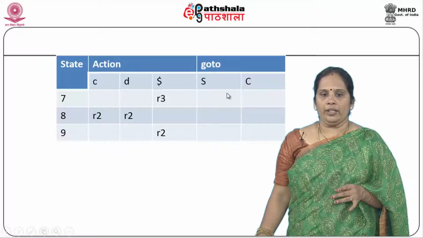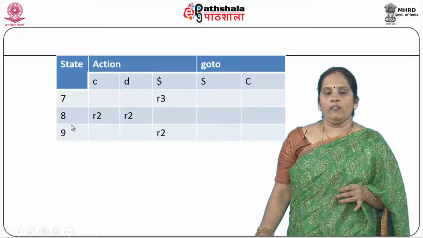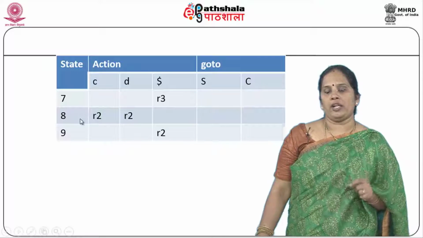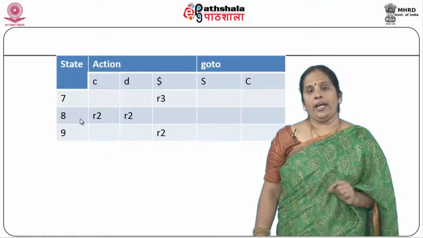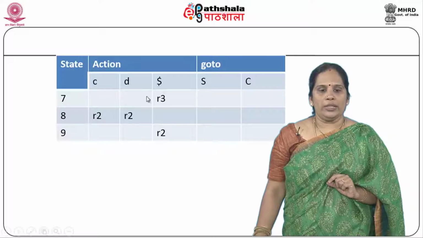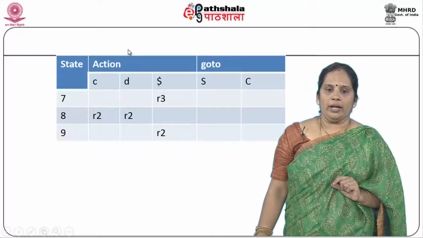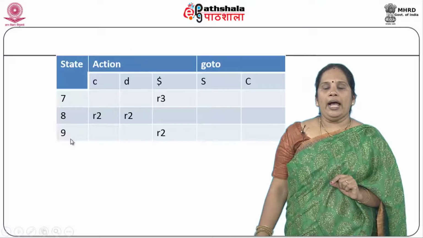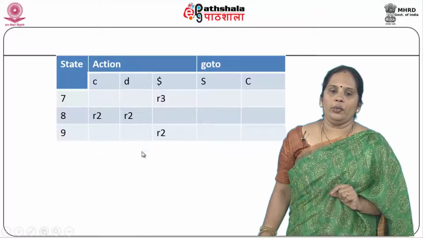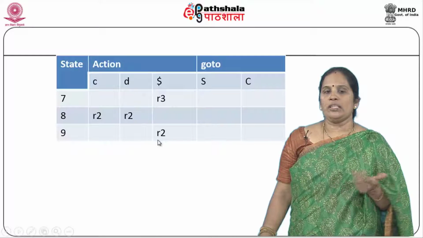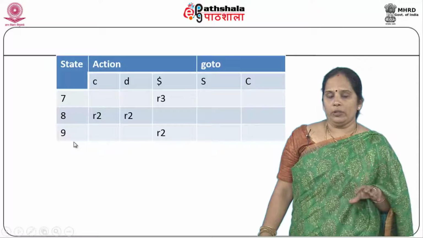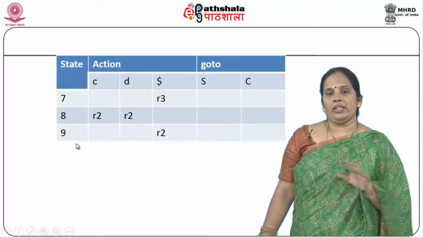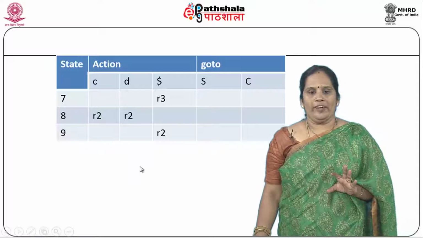So you had that here, and at the intersection of I8, you had the reduction C produces small c capital C with a look ahead as C slash D. So at the intersection of 8 comma C and 8 comma D, you add R2, and at the intersection of 9 comma dollar, you had R2 again, because I9 will basically be C produces small c capital C with a dollar as the look ahead. So this is what you have basically done.